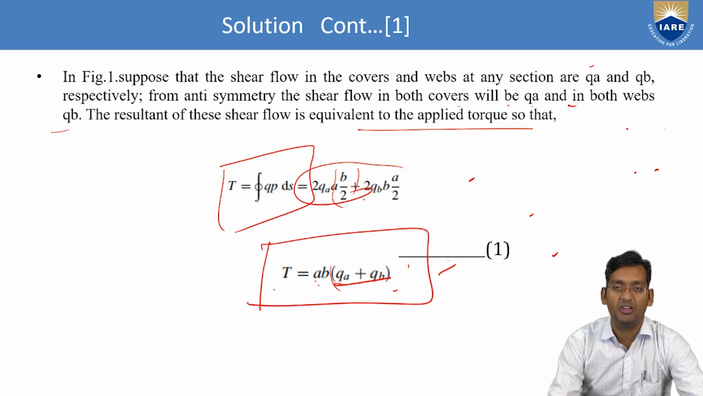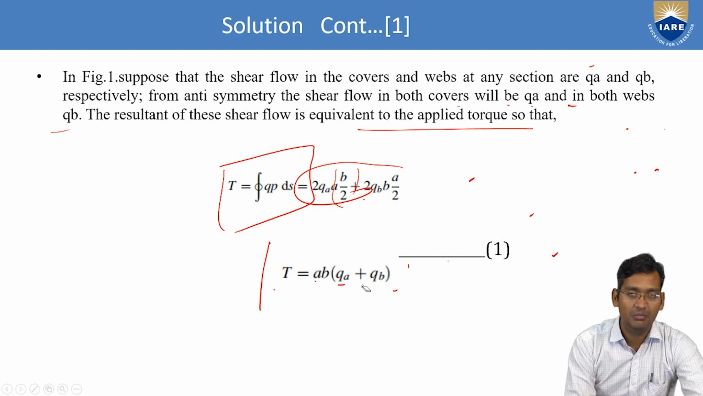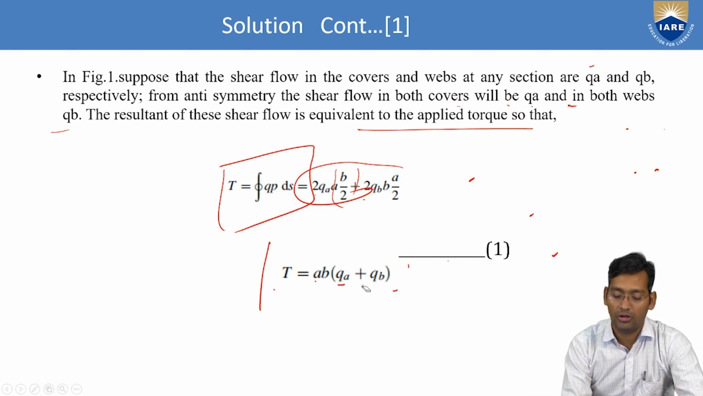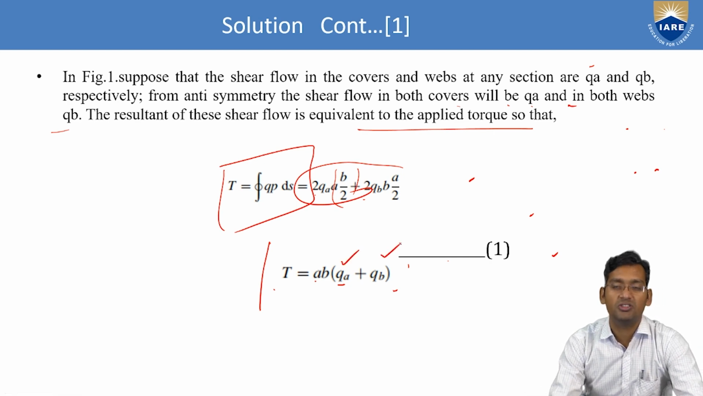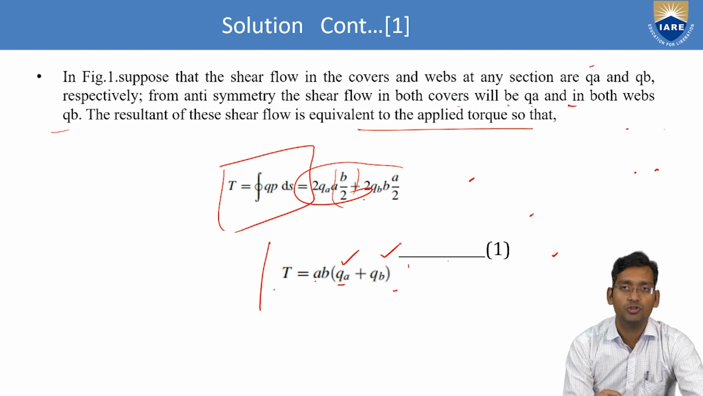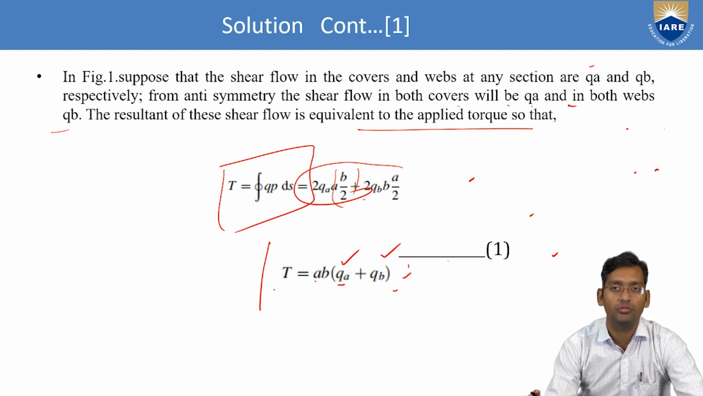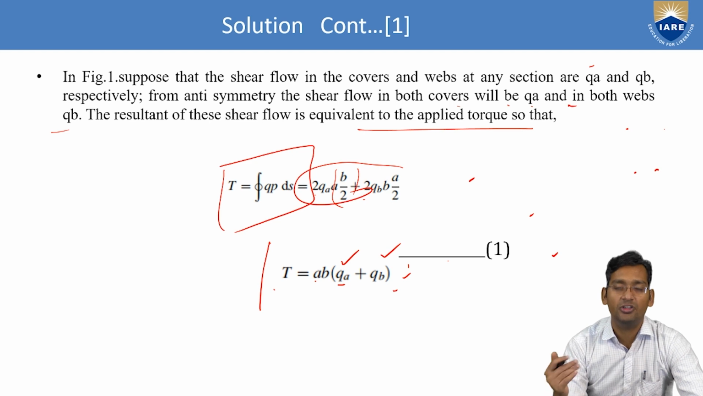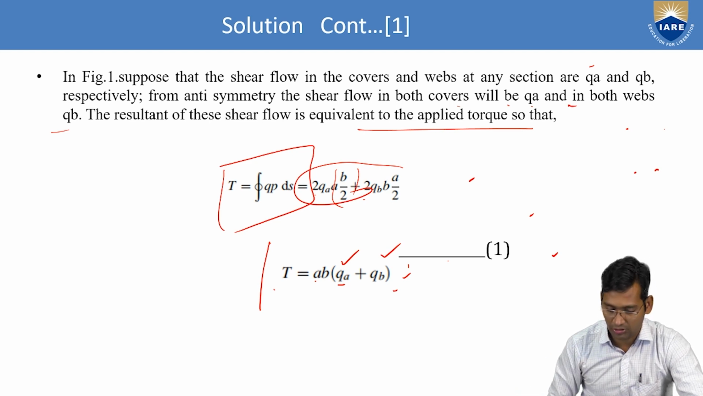AB into QA plus QB. Now here AB is already given, that is constant. What is required? QA and QB. Once you find QA and QB, just substitute here and you will get the torsion equation. Once you have the torsion equation, just rearrange and you will get the equation of twist or rate of twist.